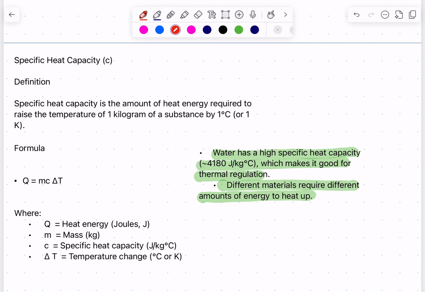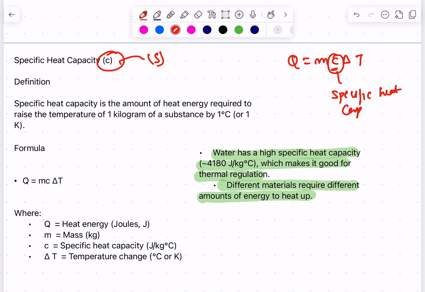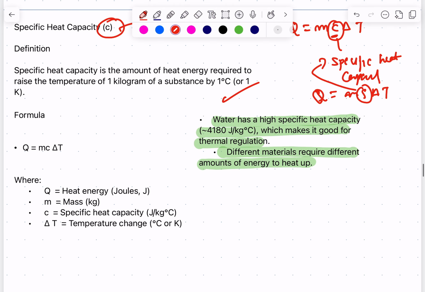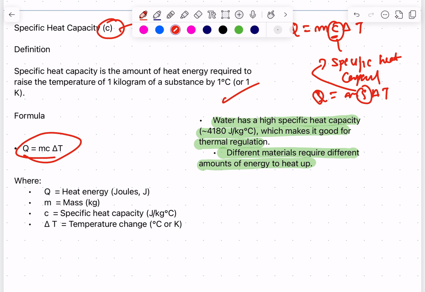As I told you, it is represented by C, and it is also represented by S, so it's the same thing. So for example, if you see Q is equal to MC delta T, then C is your specific heat capacity. But also if you see Q is equal to MS delta T, then it is also the same. So I already told you the definition, and the formula is this one: Q is equal to MC delta T. So it's better if you want to use C, use C. It's not a big problem. If you want to use S also, it's the same.